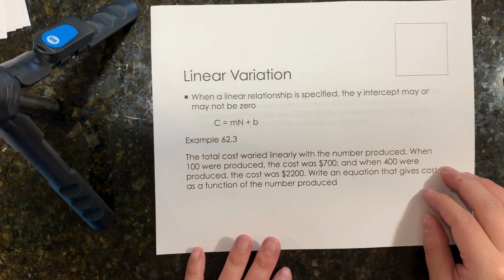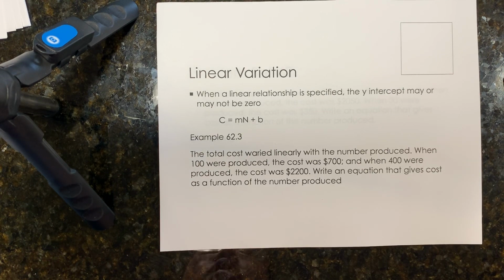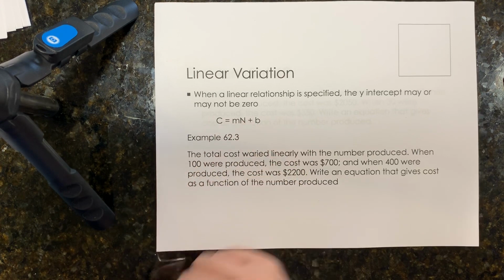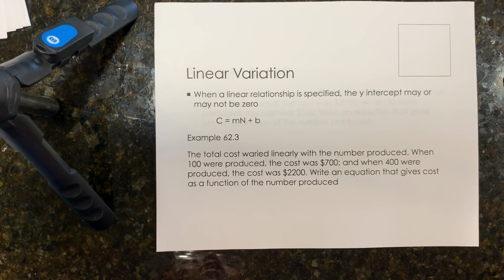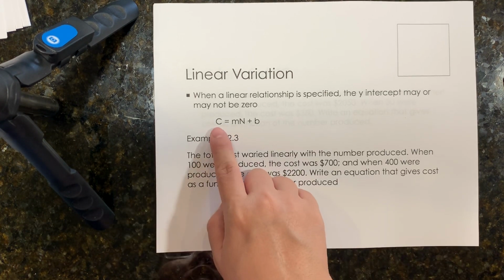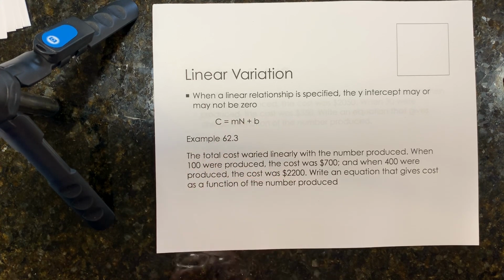So the first thing that we're going to do is look at linear variation. So when we are looking at a linear relationship, it means the y-intercept may or may not be 0 where it's crossing the y-axis. But what we're looking at is a linear equation, which is y equals mx plus b. Now your y is going to be something that varies linearly with something. In this case, this would be cost varies linearly with the number of items. And that's going to be the equation that you're going to start with.